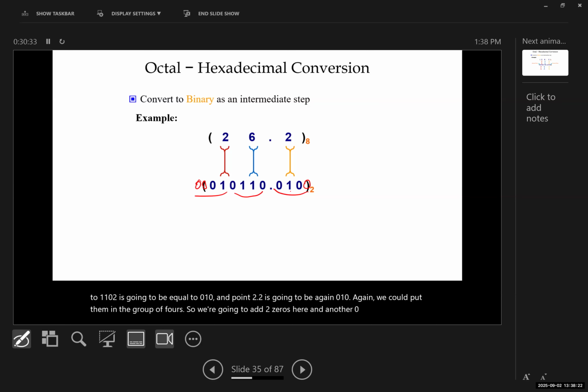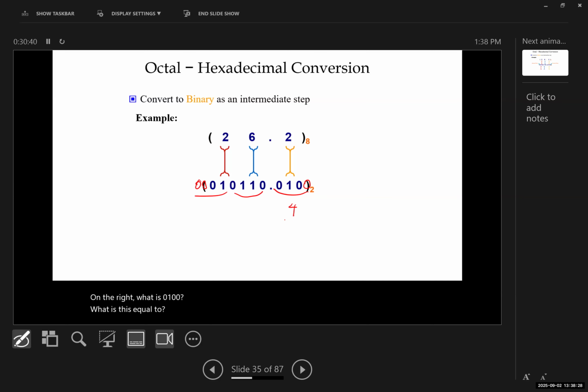On the right, what is 0100? What is this equal to? 4. What is 0110 equal to? 6. And what is 0001? It's going to be 1. So it's going to be 6.4 in hexadecimal.